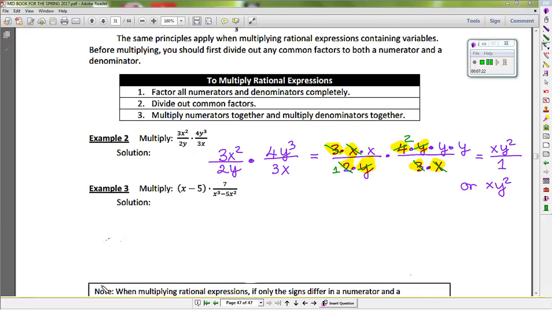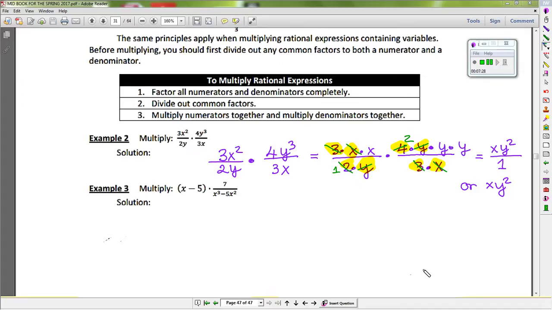So let's move on to example 3. Here we are going to multiply two rational expressions. Now here we don't have a denominator. If you don't have a denominator, just go ahead and write 1 as your denominator. So x minus 5 over 1 times the second rational expression, 7 over x to the power 3 minus 5x squared.